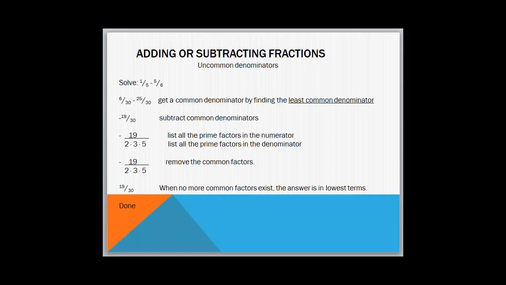Okay, so now that we have our common denominators, we're going to subtract. So 6/30ths minus 25/30ths is minus 19/30ths. Okay. So now our next step is to list all the prime factors in the numerator and list all the prime factors in the denominator, and then remove any common factors. Well, in this one, as you can see, they have no common factors. So this fraction, 19/30ths, is as simplified as it can be. So with no more common factors existing, our answer is in lowest terms, and so our answer is minus 19/30ths.